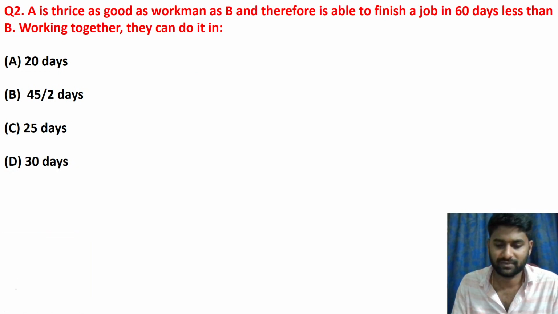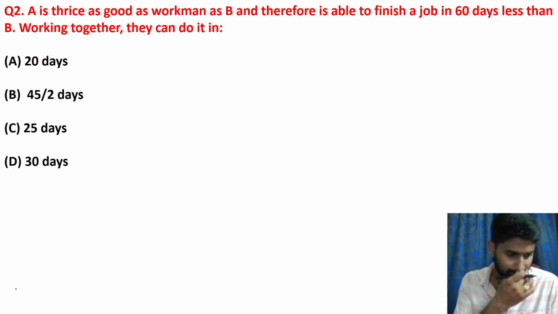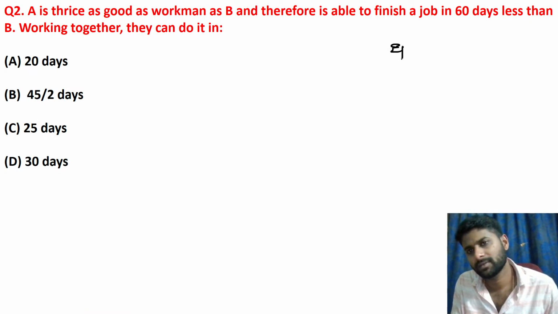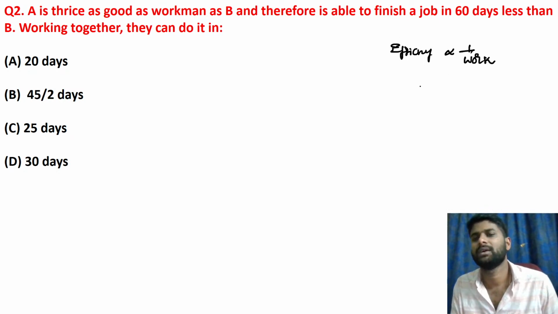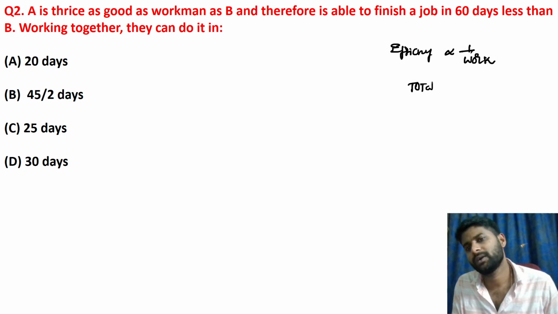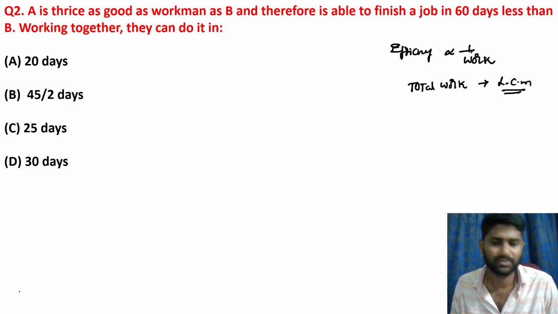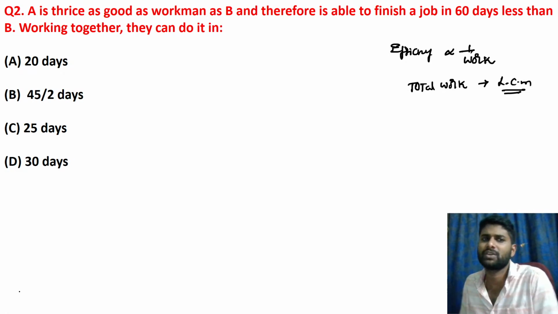The concept of time and work. See here, the time and work says, efficiency is always inversely proportional to the time, and here there is a proper comparison between the persons. The total work completely depends on the LCM of given numbers. So these are the two important things if you solve any questions in time and work.